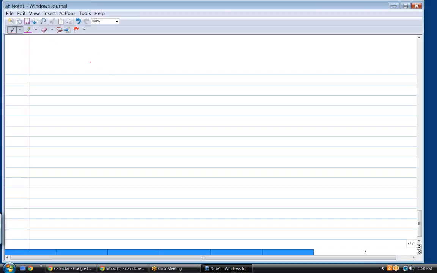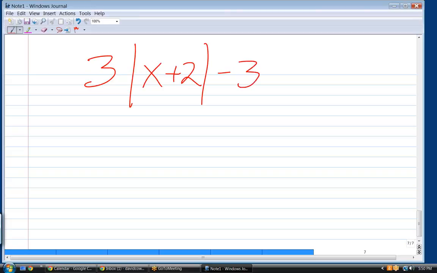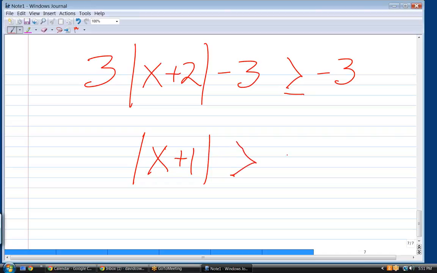Okay, so it's 3, and then absolute value of x plus 2 minus 3, which is greater than or equal to negative 3. Okay. Oh, wait, it has a line under it. I'm sorry. Like that? Yes. Okay. First thing we need to know is, what does this mean? Hold on. Not done. Yeah. Okay.